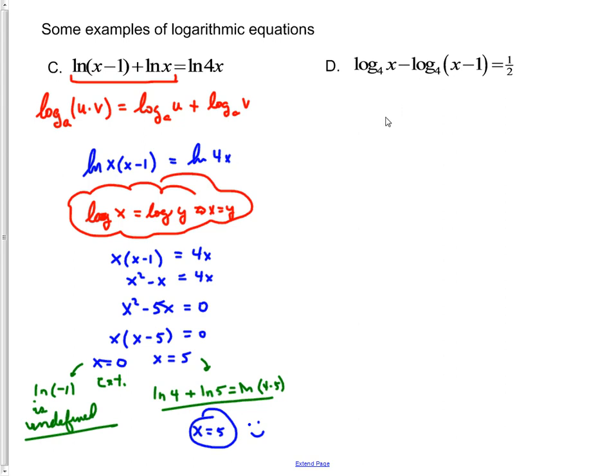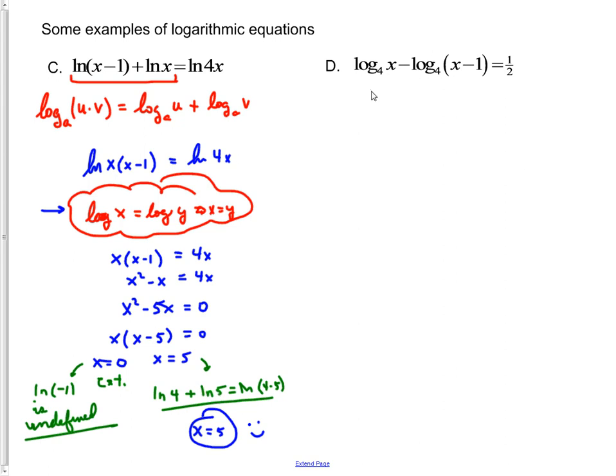Okay, one more example right here. This time we have logarithm base 4 of x minus the logarithm base 4 of x minus 1 equals 1 half. Now this is not the kind of equation that we're going to be able to set up to use our property like we did over here on this one.